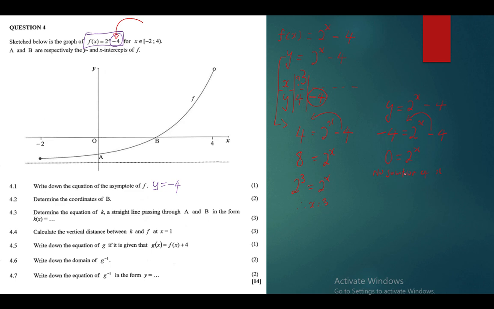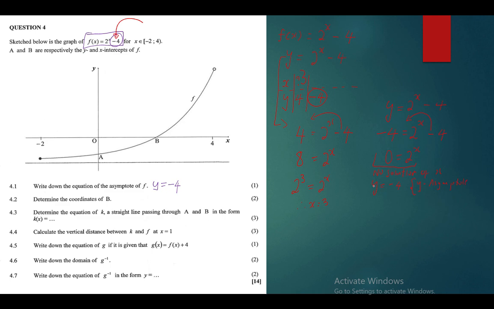Yes, there is no number which when 2 is raised to that number, maybe 2 to the exponent any of the number, none. There is no number that exists whereby you can raise 2 to that number and get 0. So this kind of equation, we don't have a solution of x, meaning that when y is -4, there is no solution of x. That is why we say this is the y asymptote.